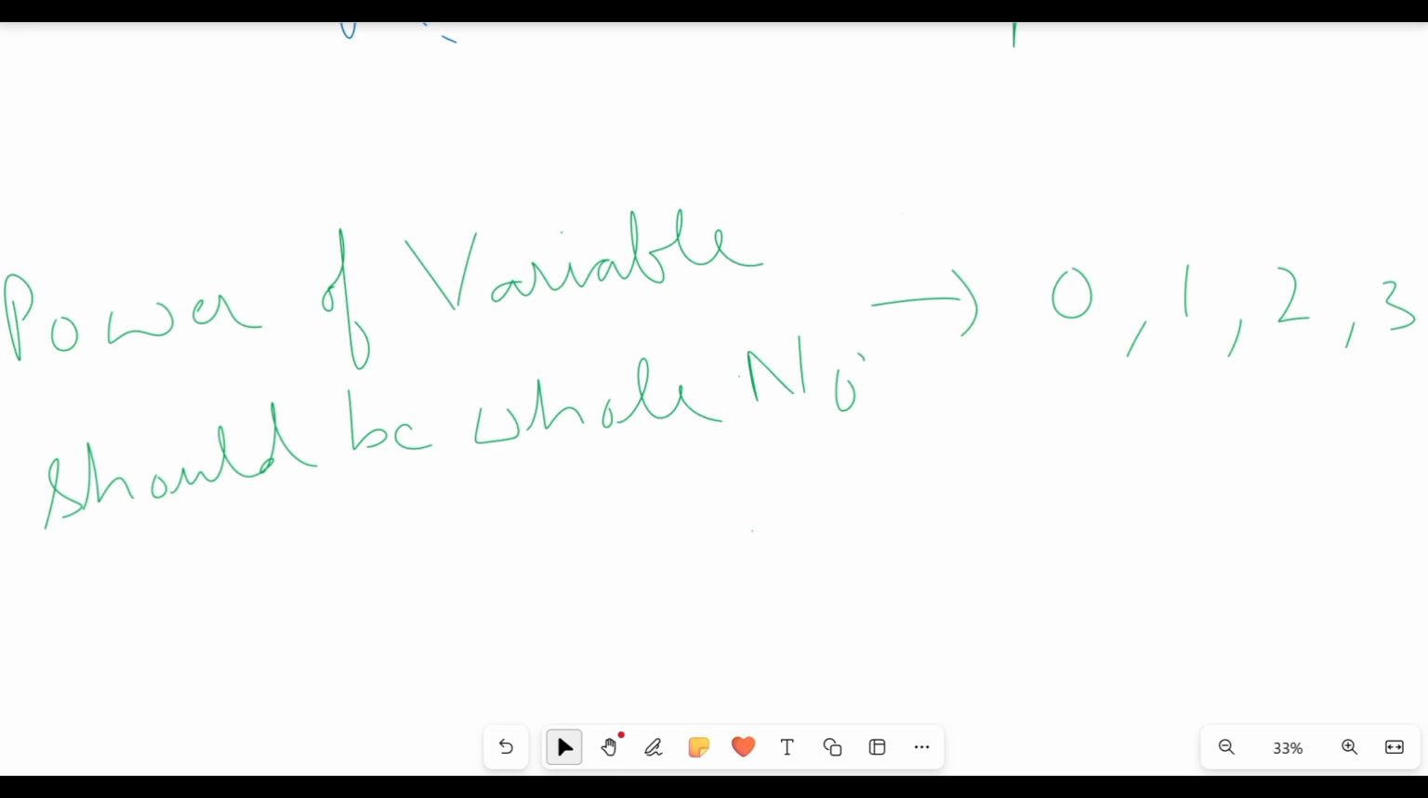Also, for an algebraic expression to be a polynomial, the power of the variable should only be a whole number. By whole number, I mean 0, 1, 2, 3. It should not be a fraction, and it should not be roots also.